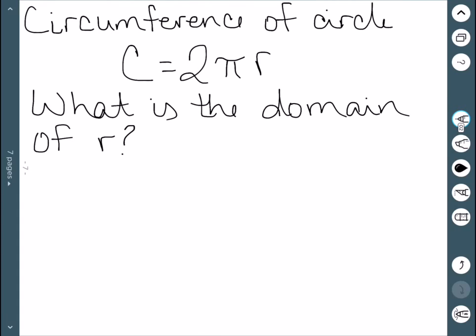Another example, we know the formula for the circumference of a circle is 2 pi r. So what is the domain of r? What numbers could possibly work for this radius? Well, in a circle, we know that the radius is half the length of the diameter. It's from the center to the outside border. And so we know we're measuring a distance here. So in particular, it cannot be negative. So here the domain will be all positive numbers, because a negative number wouldn't make sense here.